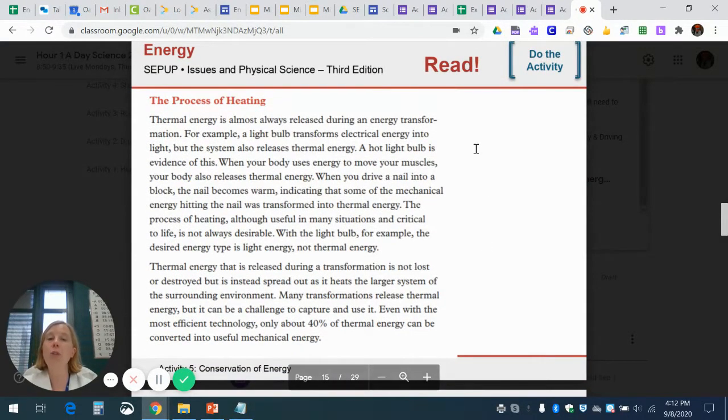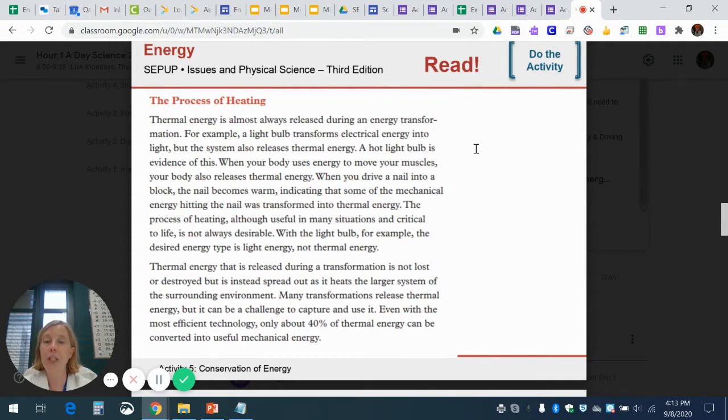Thermal energy is almost always released during the energy transformation. For example, a light bulb transforms electrical energy into light, but the system also releases thermal energy. A hot light bulb is evidence of this. When your body uses energy to move your muscles, your body also releases thermal energy. When you drive a nail into a block, the block becomes warm, showing that some of the mechanical energy hitting the nail was transformed into thermal energy.